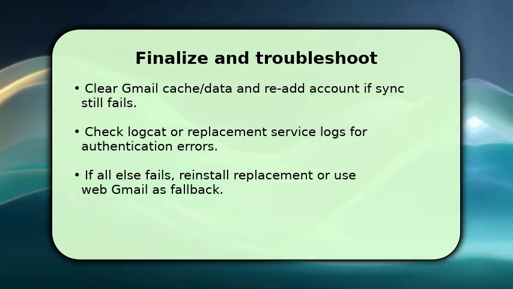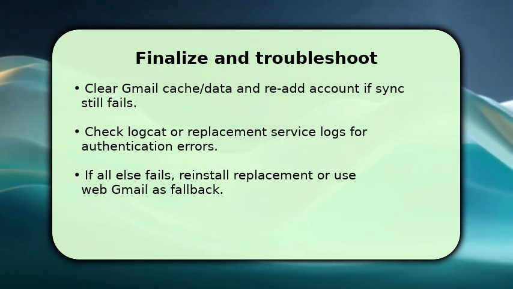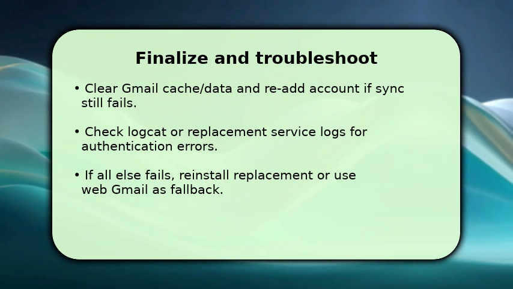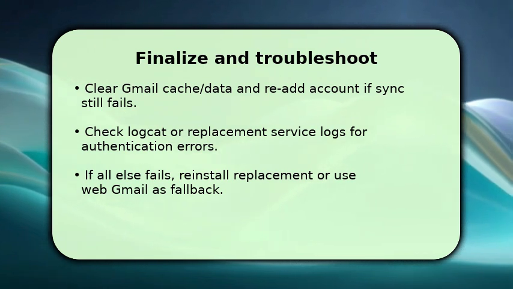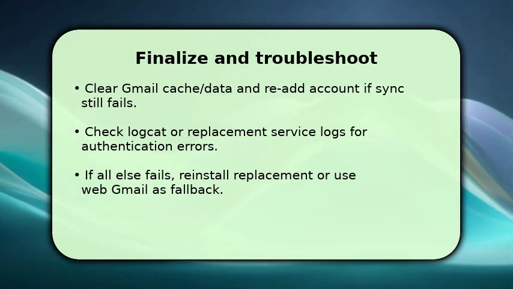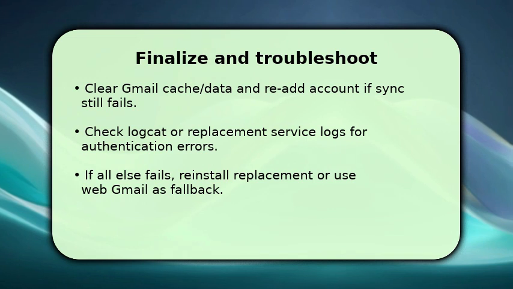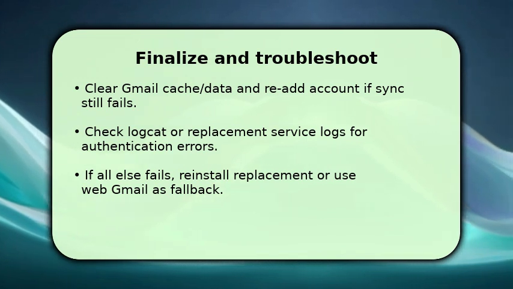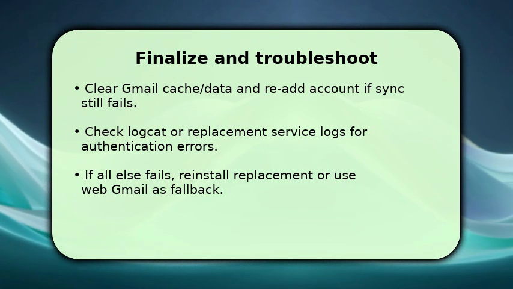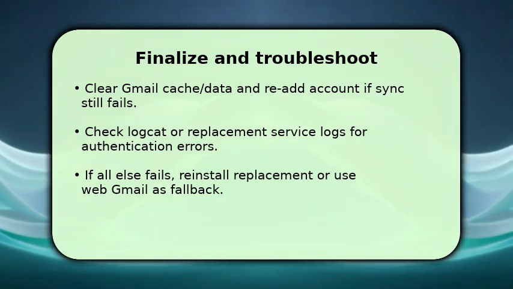If problems persist, inspect service logs or Logcat to identify specific authentication failures and adjust permissions or reinstall the replacement service accordingly. Make sure time and date are correct. Wrong clock breaks tokens. If none of this works, use Gmail in a browser as a reliable fallback, while you reinstall Play services or choose another mail client compatible with IMAP/SMTP.